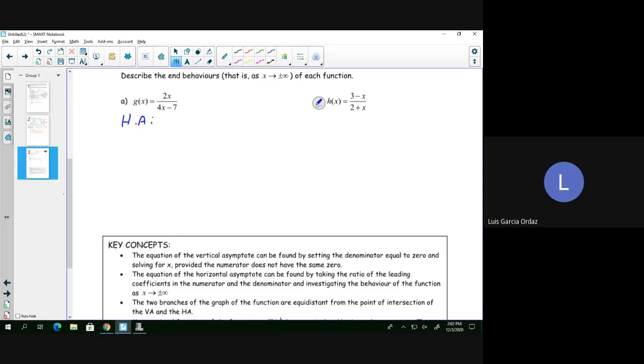So the degrees are the same for both x. It is 1. And then all we're doing is taking the ratio. So 2 divided by 4, which gives us 1 over 2. Okay. So somebody give me an x value that approaches positive infinity. Give me a big one.